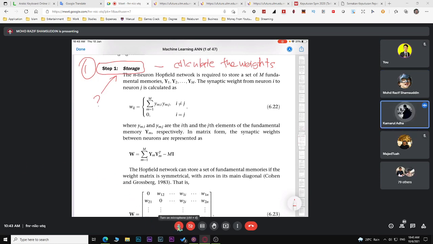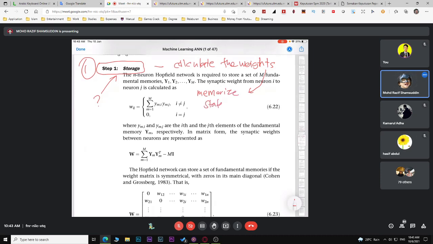The weights are considered as memory. Yes. The weights are considered as memory. Okay. Nak memorize apa? Memorize state. Good. Memorize state. Alright. So apa itu states? Dia membawa ke soalan yang kedua. What is states? Alright. So yang ni tak apa.